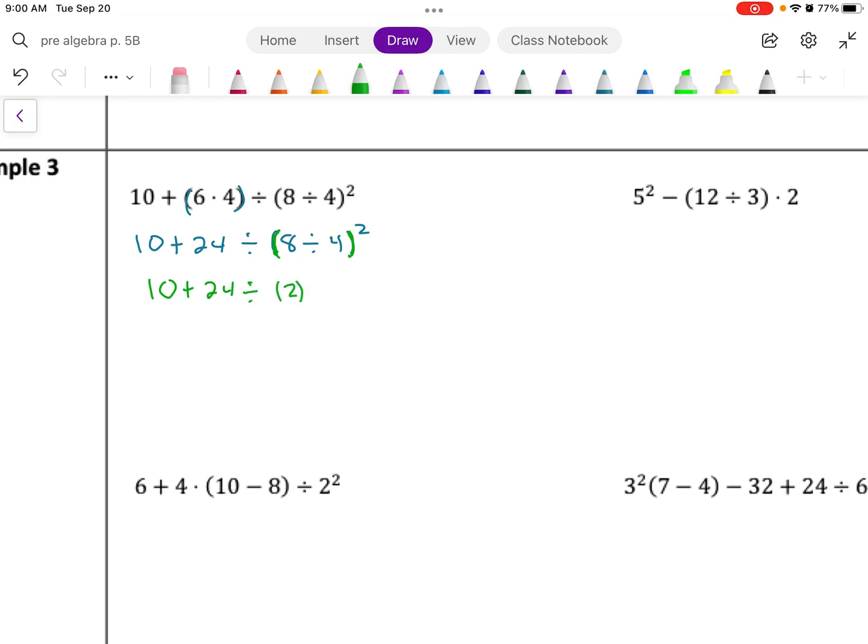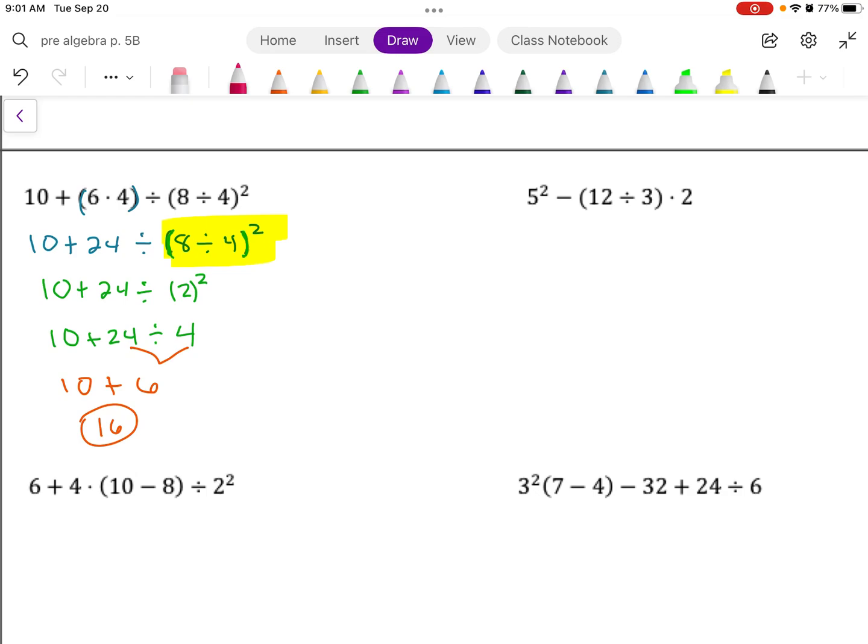So really this is 2 squared. And we know that 2 squared is 4. So 10 plus 24 divided by 4. So when we had both these operations, I'm going to highlight this, when we had the parentheses and the exponent, we simplified what was in the parentheses first before we evaluated our exponent. So now with 10 plus 24 divided by 4, we do our division, which gives us 10 plus 6, and 10 plus 6 is 16. There is our answer.